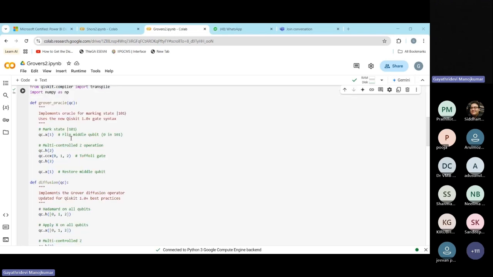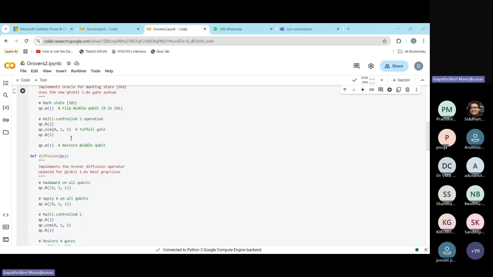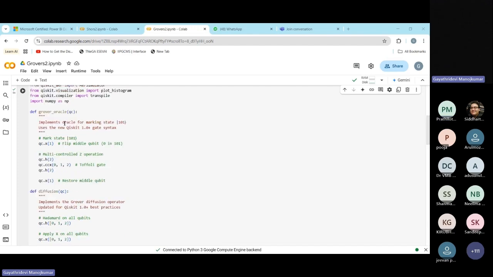Okay. The first thing I have defined here is the Grover oracle, that is, an oracle function. This is an oracle function which works like a black box, right? This oracle marks the solution which I have set as ket 101 by applying the phase flip operation. That is, I am going to have a multi-controlled Z operation over here.